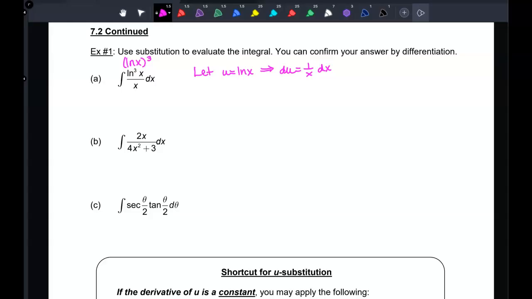Right? I have 1 over x and dx. I'm going to replace that with du. And this is going to turn into u cubed. So I get to rewrite this as u cubed du. Now we just do the power rule for integration: u to the 4th over 4 plus c, and then we just want to go back.